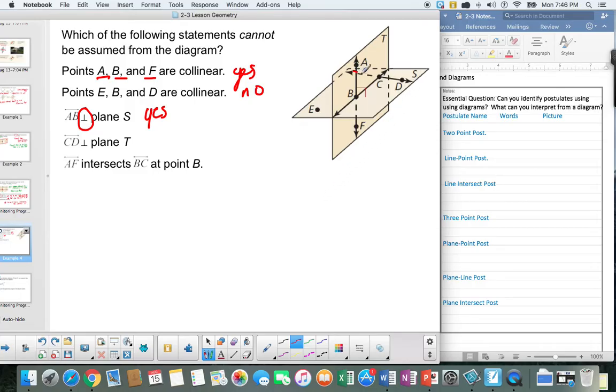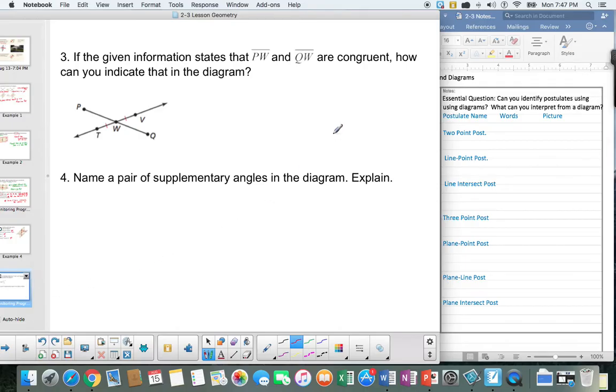Here is line CD, and they're asking, is this perpendicular to T, this vertical plane? The answer is no, because I didn't see any kind of box which indicates perpendicular. The next one says, can you assume that AF, and here's AF right here, I'll put it in green, and oops, I got red. AF and BC, can you assume that they intersect at B? The answer is yes, because we know two lines intersect at a point, and we can see that it is point B. Okay, and this is our last one.